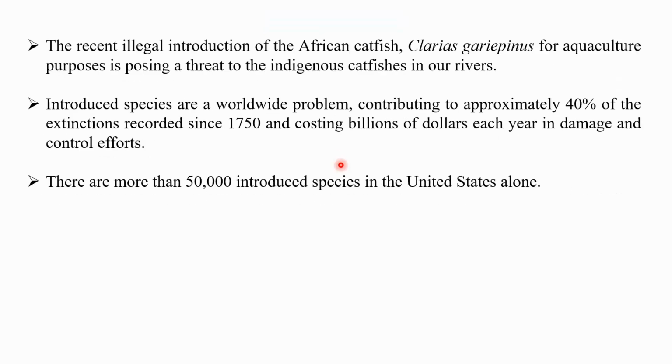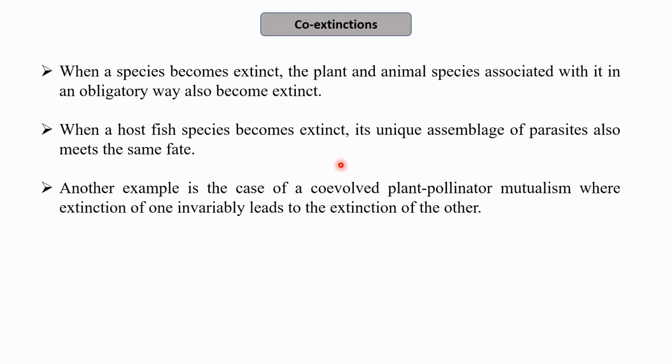So it is really difficult to get rid of them, and therefore it is very important to prevent this illegal introduction of the introduced species or the alien species into the indigenous environment. The next is co-extinction.